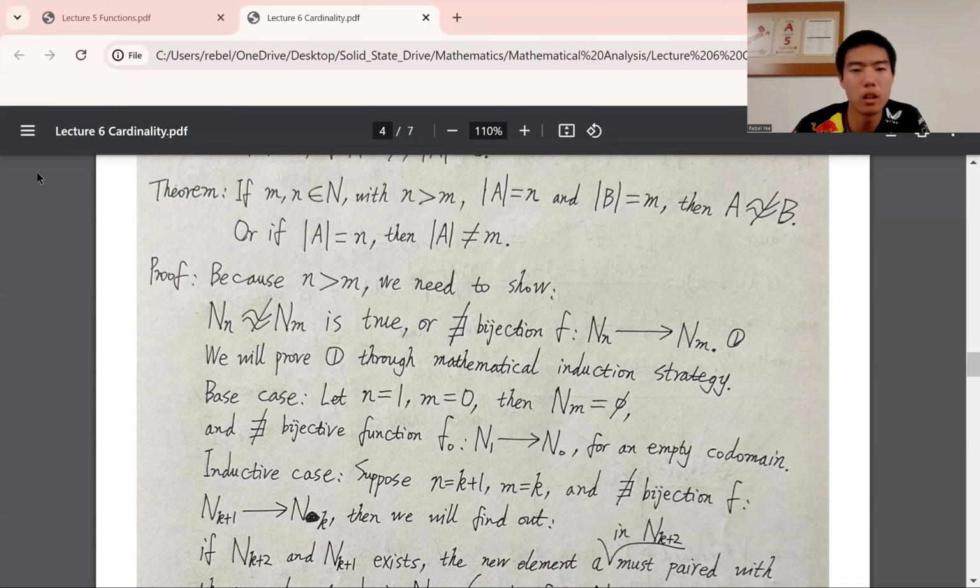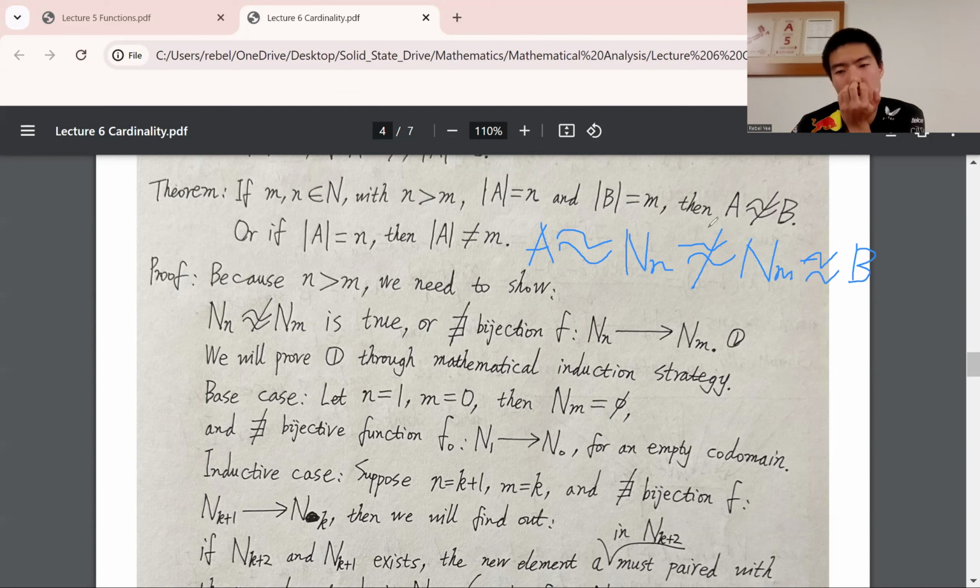And this is mainly because the cardinality of A is equal to n and the cardinality of B is equal to m. So we can say A has the same cardinality as N_n, which does not have the same cardinality as N_m, which has the same cardinality as B. So we want to show it's not equivalent. We can use the transitive property of the equipotence relation and just block it in the middle. So we want to show this one here.